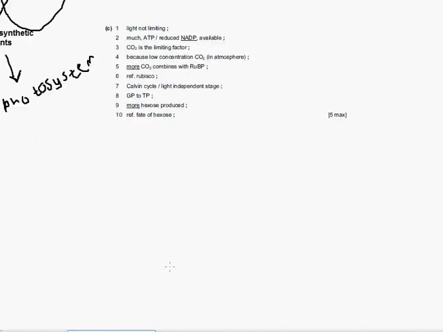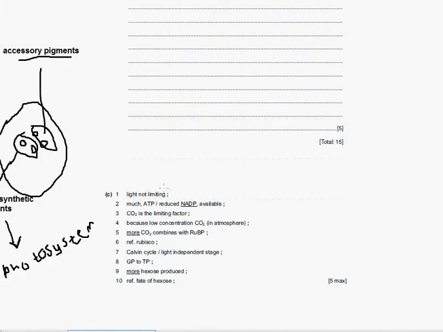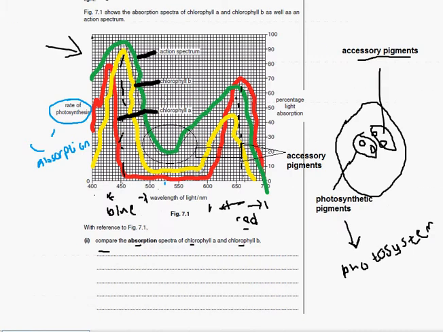And the other question here is explain why increasing the concentration of carbon dioxide may increase the rate of production of carbohydrates at high light intensities. So this question does not relate to this topic at all. So we might need to finish this topic right here, right? And hopefully it is well understood. Thank you for listening, and I'll end the video over here.